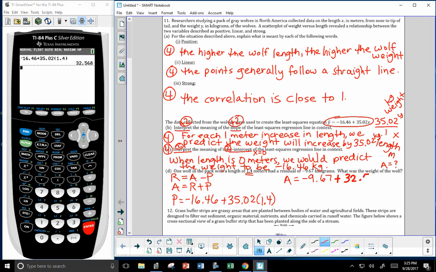So this alone was worth 4 points. I didn't do any partial credit for anybody on this one. You just got it or you didn't, because you had to know how to set it up and solve for the different pieces. Okay, moving on, we're on number 12.